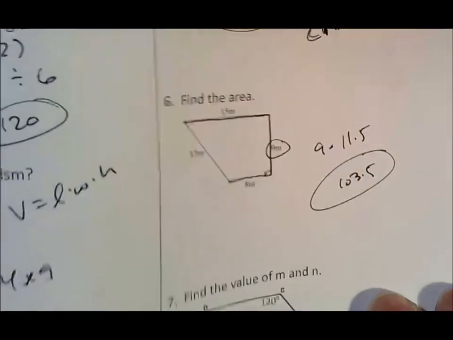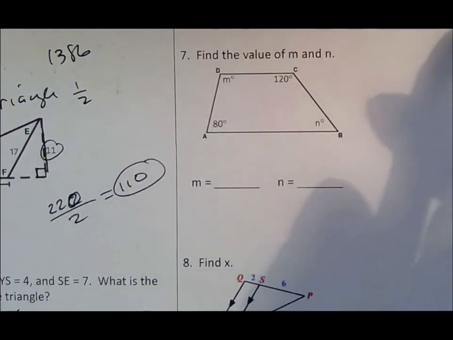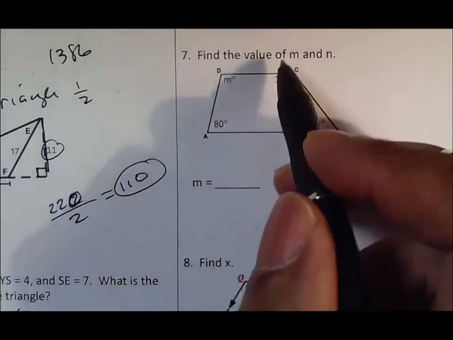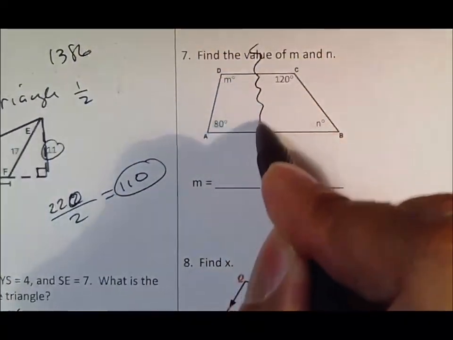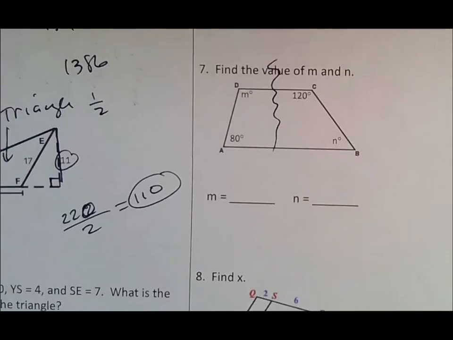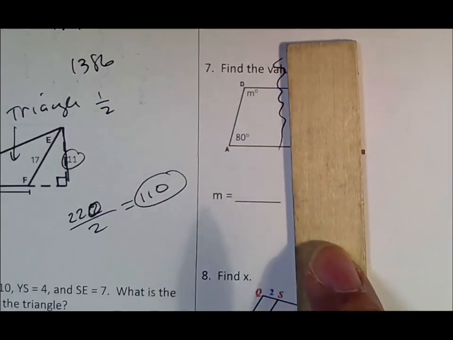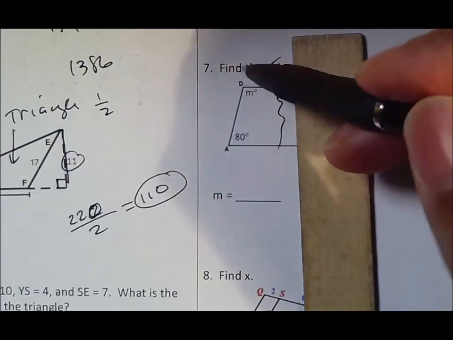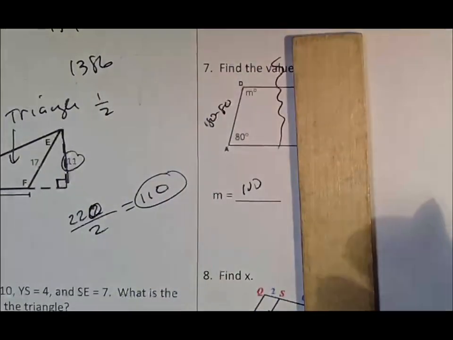On number 7, don't forget that with a trapezoid, the only thing you can really do is use the consecutive angles thing like you would do here. Because the bases are here, it would be like if you split this thing in half. I have more than a post-it note. I have one of these. So if we were to look only at that side, we would know that if that's 80 and that's M, these two things add up to 180. So 180 minus 80 would give me 100 degrees for M.